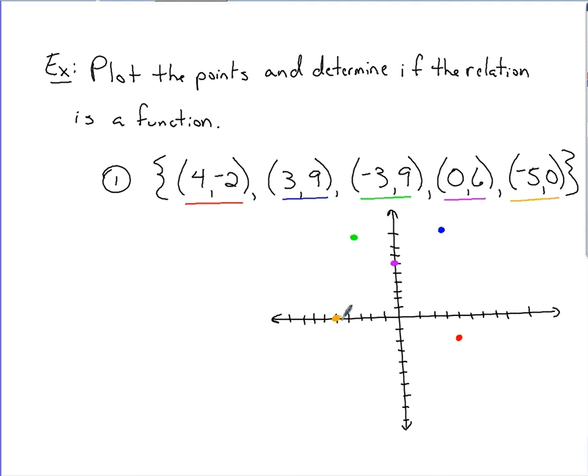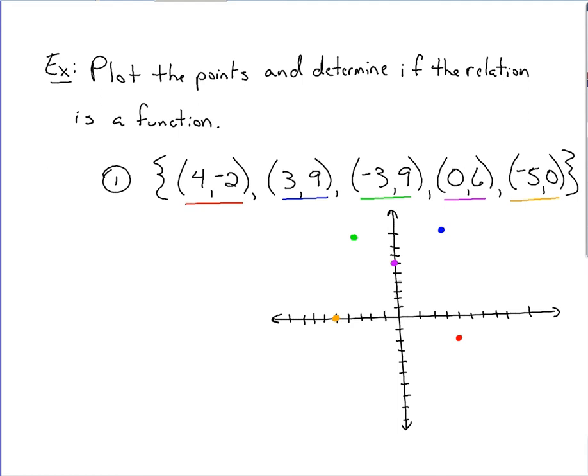Now, if we're trying to determine if this relation is a function based on the graph, we're going to go back to what I was talking about earlier with that vertical line test. Essentially what you're doing is you're taking a vertical line and you're dragging it across the graph from left to right. Best way to do it. As long as that line goes through just one point for every point you encounter, you have a function.